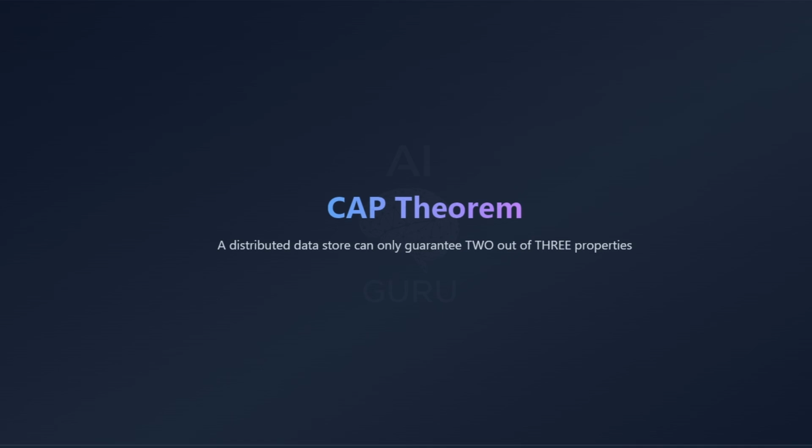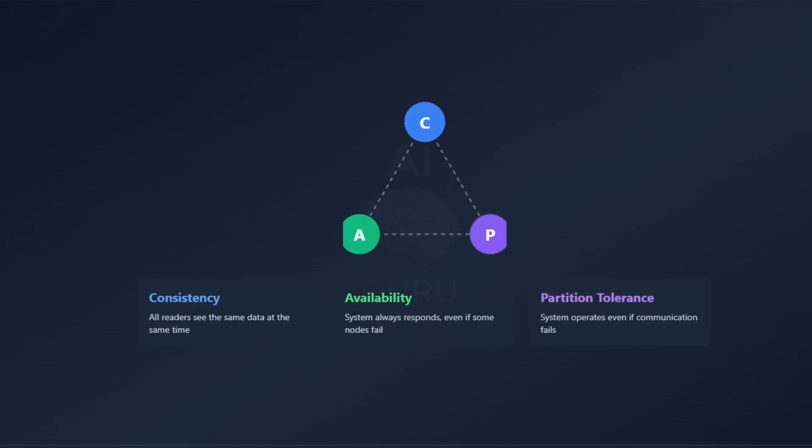And those 3 are? Consistency, so all readers see the same data at the same time. Availability, meaning the system always responds, even if some nodes fail. And the last one? And partition tolerance. That means the system continues to operate even if communication between nodes fails. Okay, so C, A, and P, but you only get 2. And here's the kicker. Since network partitions will happen in any real-world distributed system, you are always forced to choose between consistency and availability. You have to assume partitions will happen, so P is a given.